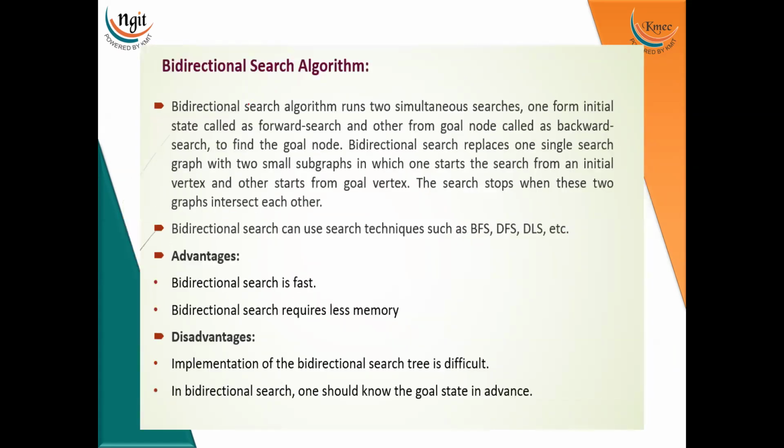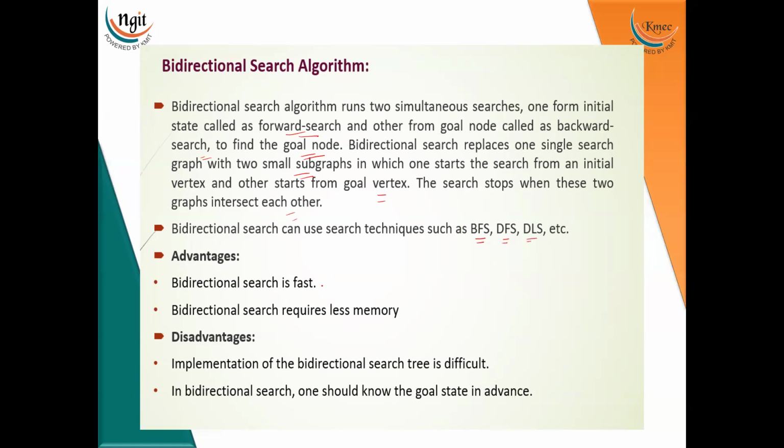Then the bidirectional search algorithm. As the name itself indicates, it runs two simultaneous searches. That is, one from the initial state called the forward search and the other from the goal node called the backward search to find the goal node. So it replaces one single search graph with two small subgraphs in which one starts the search from the initial vertex and parallelly the other starts from the goal vertex. The search stops when these two graphs intersect each other. And this bidirectional search uses search techniques such as breadth first search, depth first search, and depth limit search.